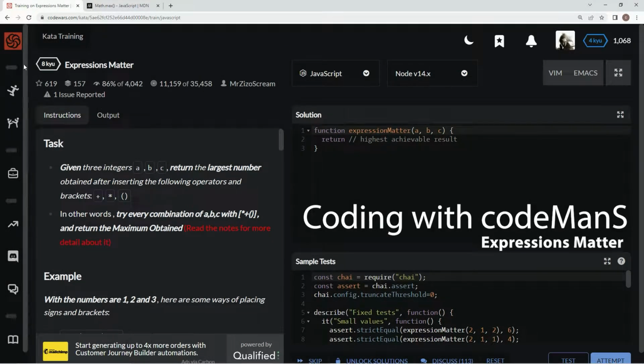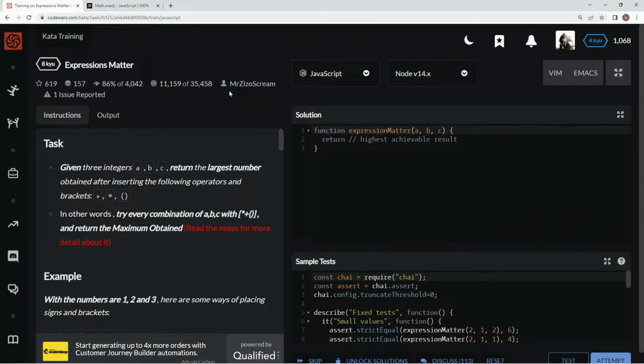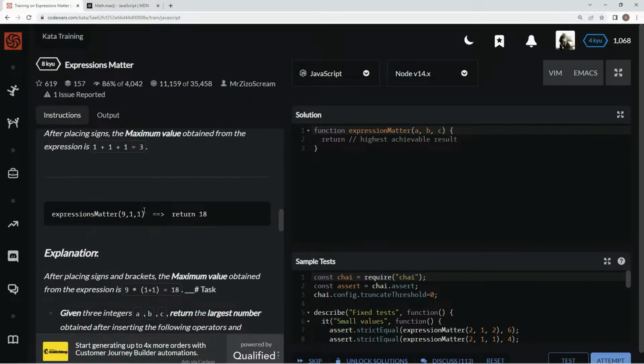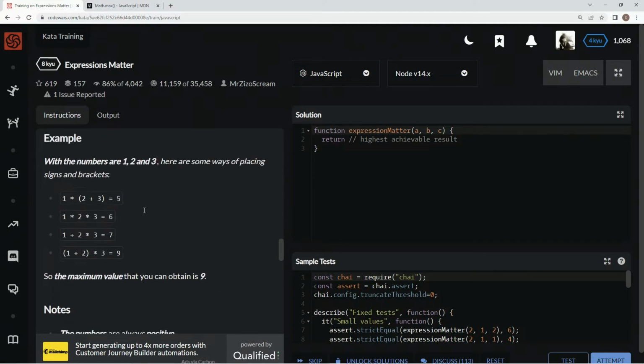Alright, now we're doing 8Q, Expressions Matter. This is by Mr. Zizo Scream, and 86% of the people like it. What we're going to be doing on this one, you can read this all if you want, but we're given parentheses, plus signs, and multiplication signs. We have to arrange these so they give us the maximum number depending on where we put them, all right?